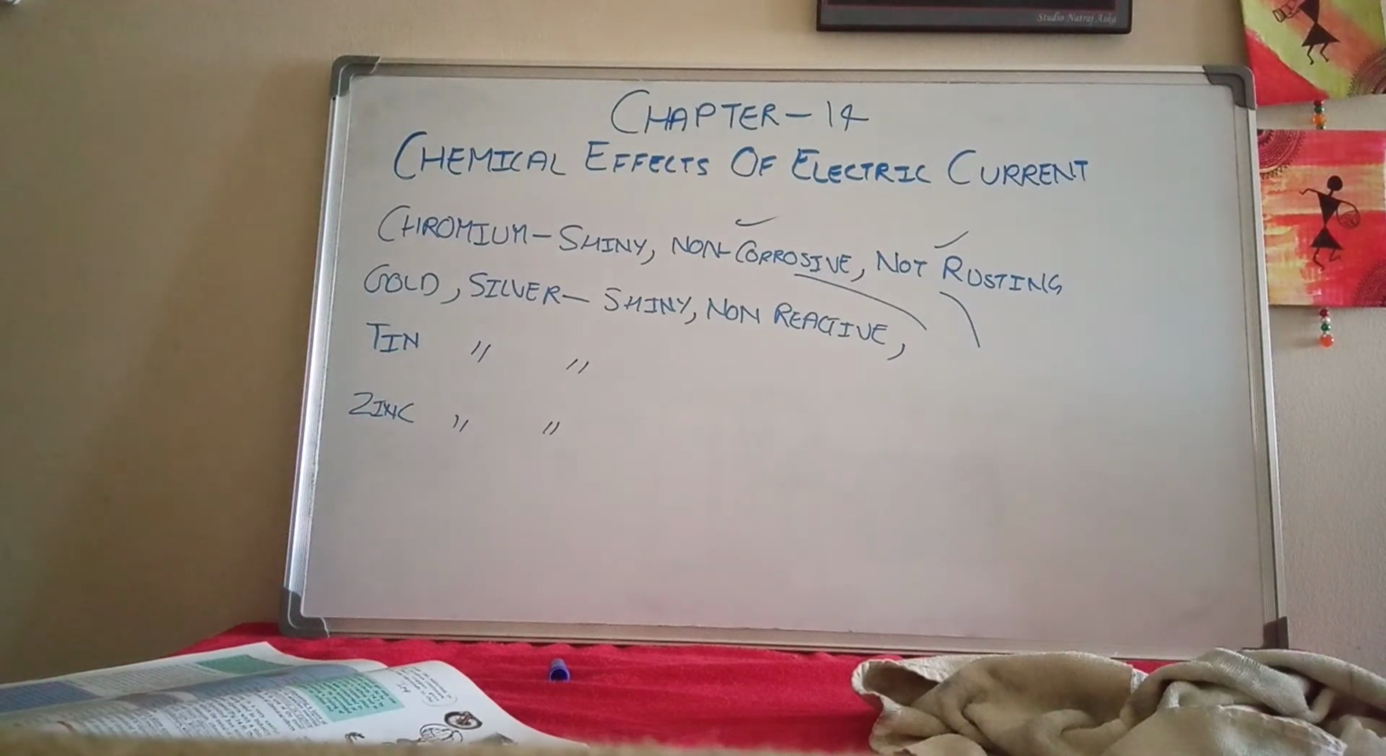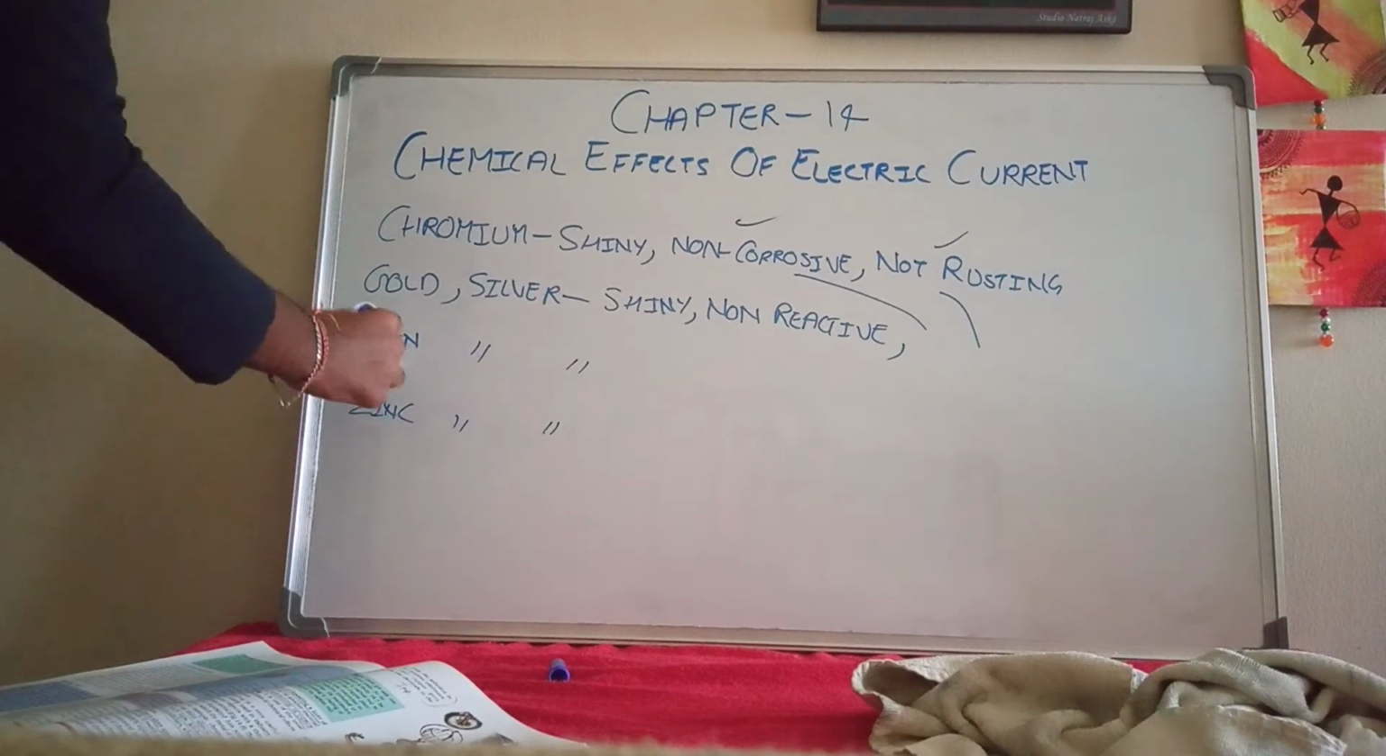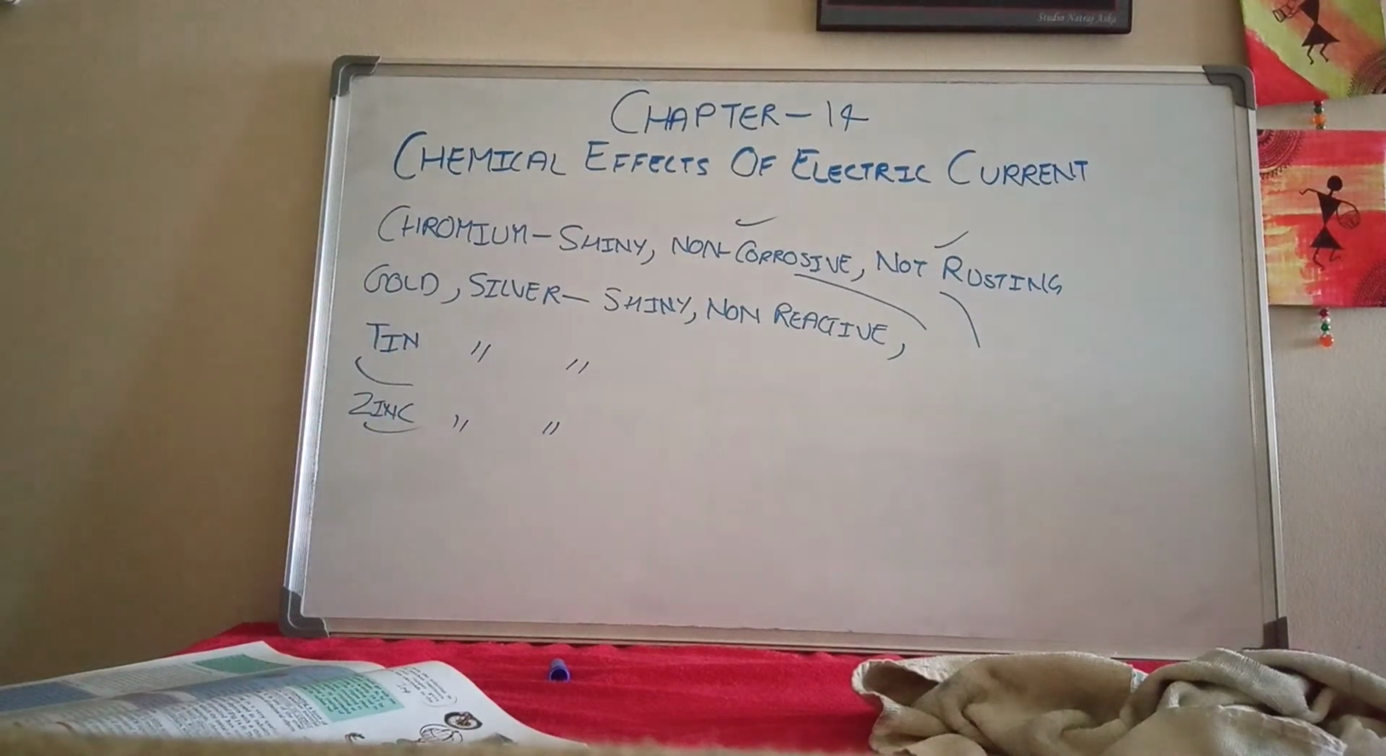But chromium has health issues. Chromium causes respiratory issues, then causes many skin problems, etc. That's why chromium is not used nowadays, except tin and zinc are used. So these are some of the important materials which are electroplated.